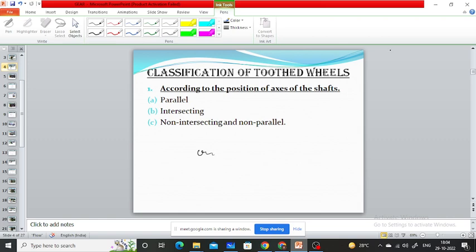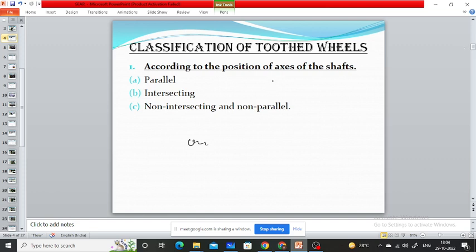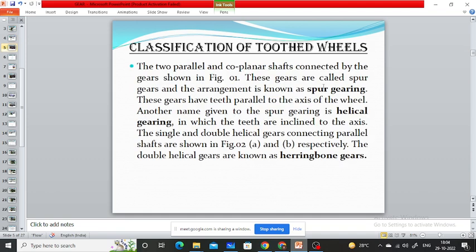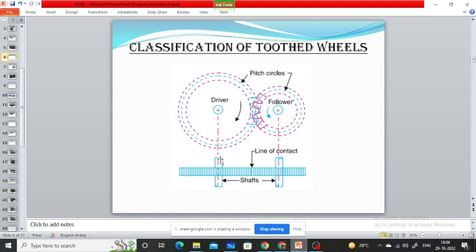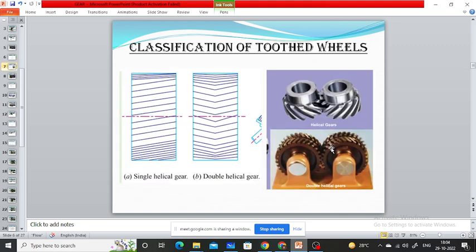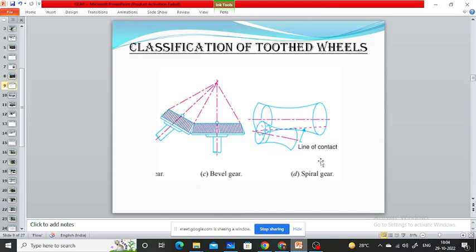Classification according to the position of the axis of the shafts: parallel, intersecting, and non-intersecting and non-parallel. In parallel gears, the shafts of the gears are parallel to each other. In helical gears also, the shafts of the gears are parallel to each other. Helical gears are of two types: single helical gear and double helical gear. Double helical gears are also known as herringbone gears. Next, non-parallel and non-intersecting gears. Bevel gears are non-parallel gears; their shafts are not parallel to each other.